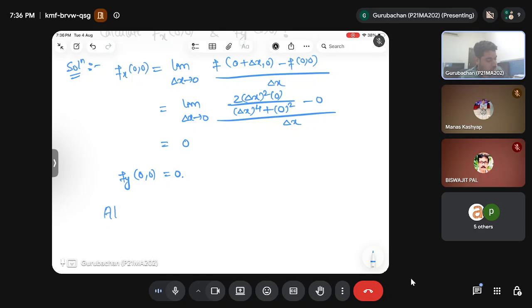Also, I just make a note here. f is not continuous at 0, 0. So that means there might be some case where the function is not continuous at 0, 0, but still its partial derivatives are existing.